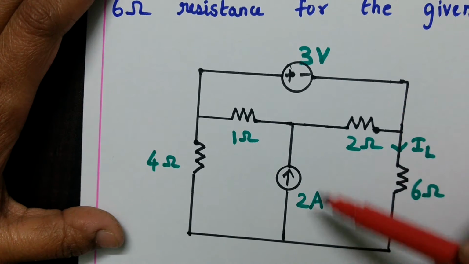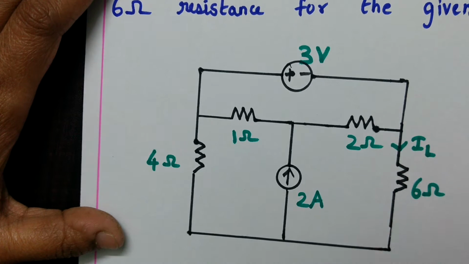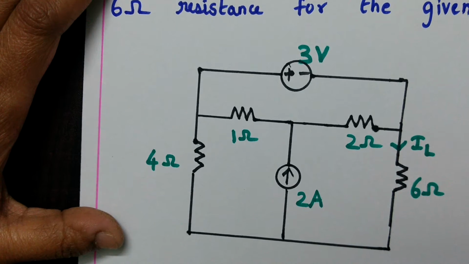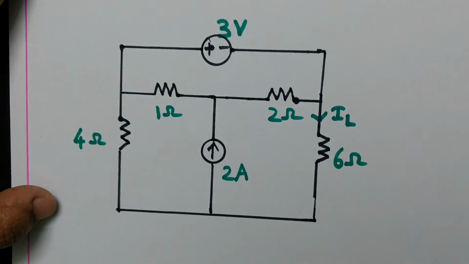So here two sources are there. One is a voltage source, the other one is a current source. So we have to apply them one by one for the superposition theorem. So we have to find the current IL, which is passing through 6 ohms. Let me solve the problem.